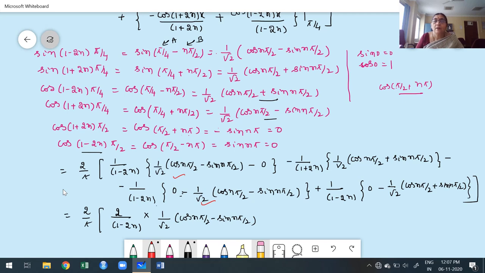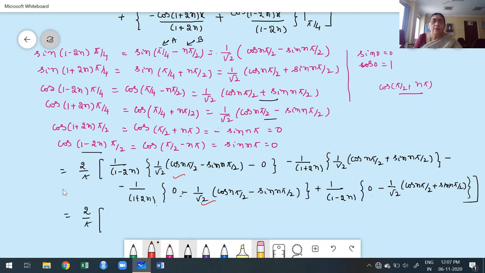Next, observe carefully. Plus into minus is, here, mistake. I'll keep, this is 1 by 1 plus 2n, correct? Yeah. Observe carefully. That's why each step is very, very important. Suppose you made a mistake anywhere, definitely you won't get the correct answer. Yeah, just a minute. I'm going to remove this.